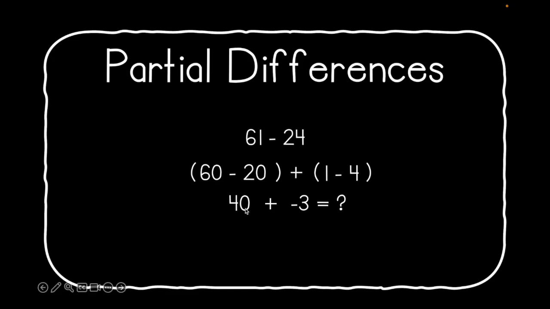So we would take 40 plus our -3, 40 plus owing 3, and a lot of times in this type of situation, we visualize a number line. I don't have a video on number lines just yet, but there's going to be one coming, so watch for that. When we owe something, we're going to move backwards on the number line. So 40, back up 3, and that's going to put us at 37. So 61 minus 24 is 37. And we did that using partial differences as opposed to that standard algorithm.